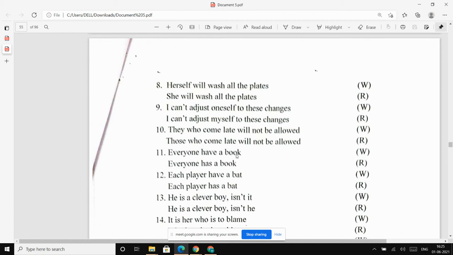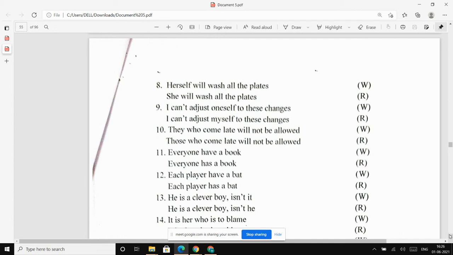So everyone have a book. So everyone is singular. So it takes the singular verb has. Everyone has a book. Each player have a bat. Each player has a bat. He is a clever boy. Isn't he? Isn't it? Question tag. See here. He is the pronoun here we are using in the statement. That's why isn't he, not it. If it is third person it, then we have to use it. But it is with he or she, we have to use he or she here in the question tag.